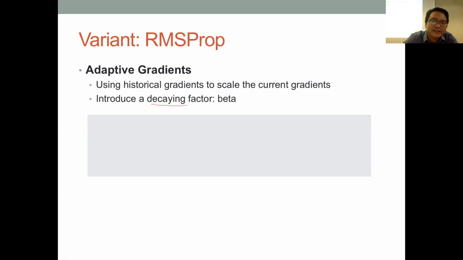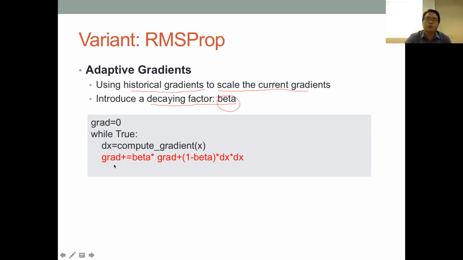Another one is pretty much a decaying factor. You also use the historical gradient to scale the current gradient, but we introduce another parameter, beta. When you accumulate the gradient, beta is considered a forgetting parameter. If beta is equal to 0, the historical gradient doesn't affect the current gradient. So beta is a forgetting factor. A smaller beta means the past gradient doesn't affect much. Then, the same way, you take this accumulated gradient and divide the current gradient by it. You just make it adaptive.